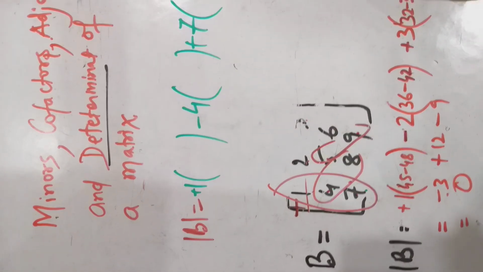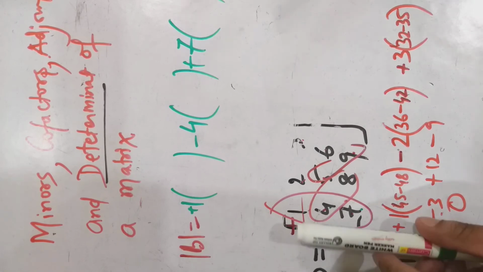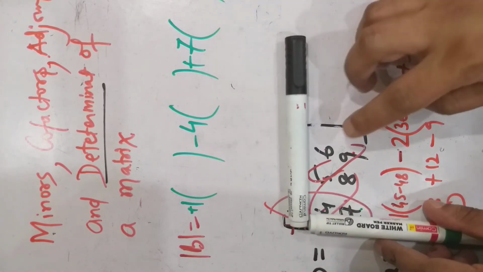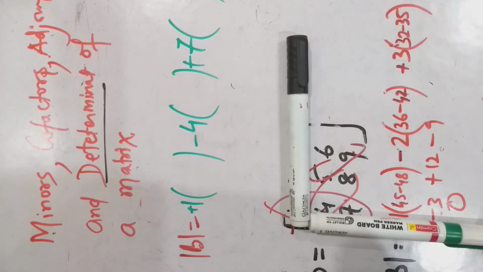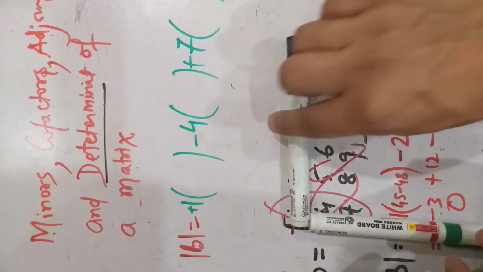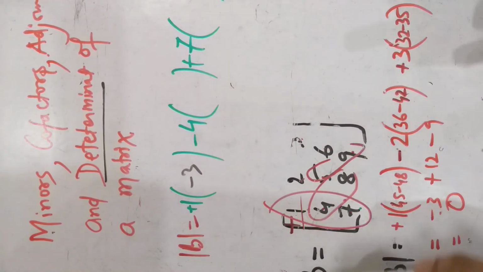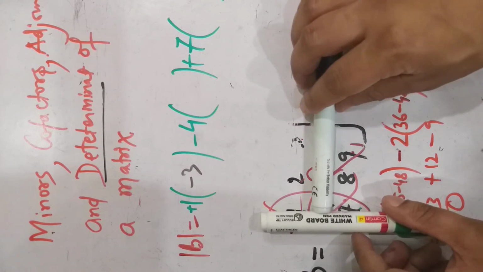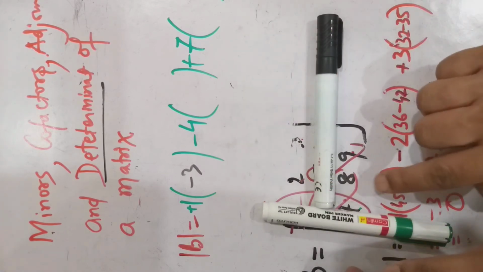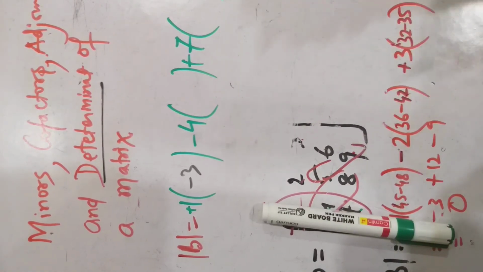Fine. When you start with 1, its row and column are blocked. 9 into 5, 45, minus 8 into 6, 48. So 45 minus 48 was minus 3. I am writing minus 3 here. The second number is 4, so I am blocking 4's row and column. So it is 9 into 2, 18, and 8 into 3, 24. 18 minus 24.